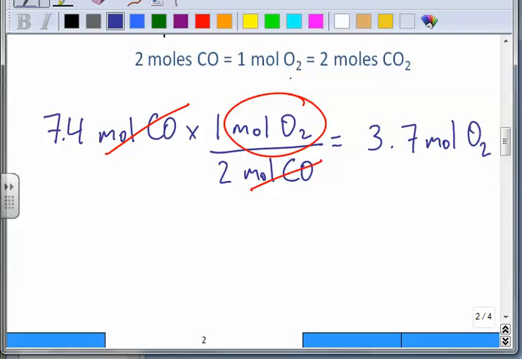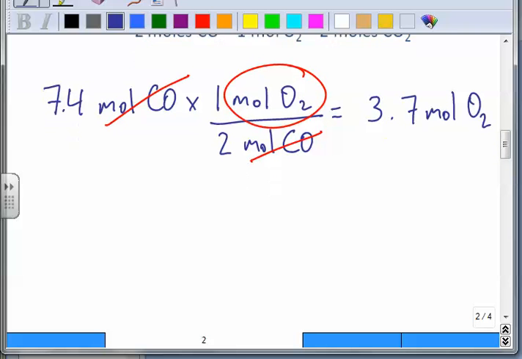Now, once we've calculated the moles of oxygen that we will be required, we can calculate the moles of CO2 that we will expect to get. So we can do this either beginning with our moles of carbon monoxide. We could just as easily get it with our moles of oxygen. And I think we're going to do it both ways to assure ourselves of this.